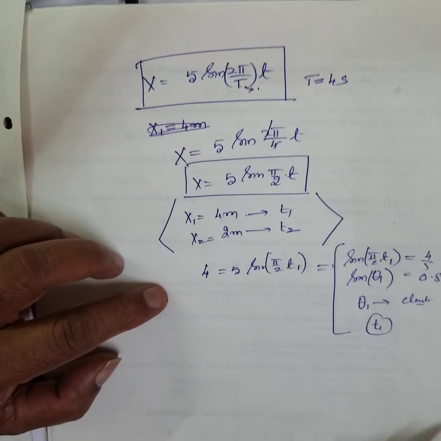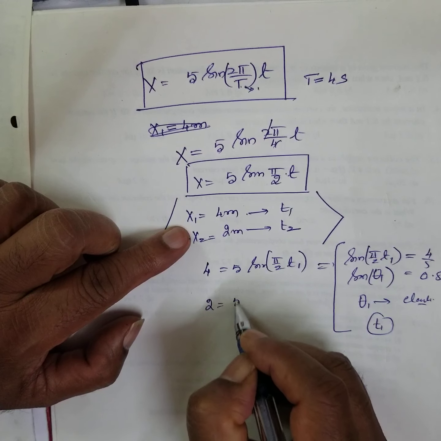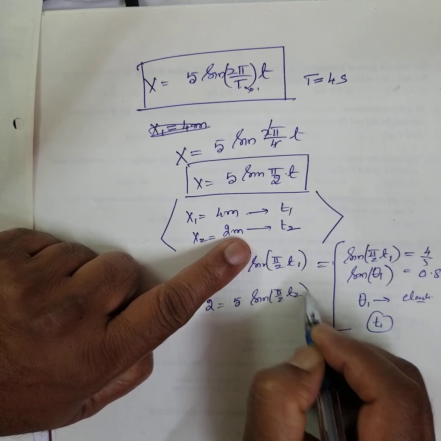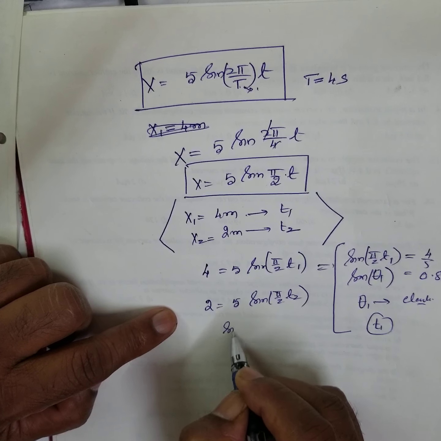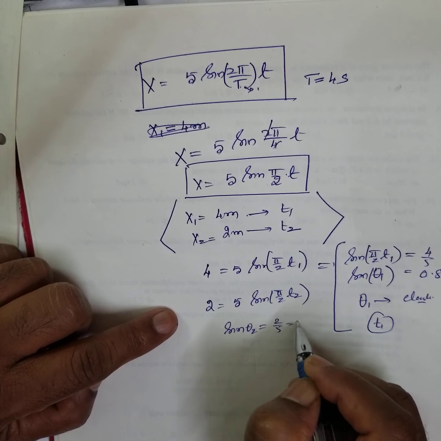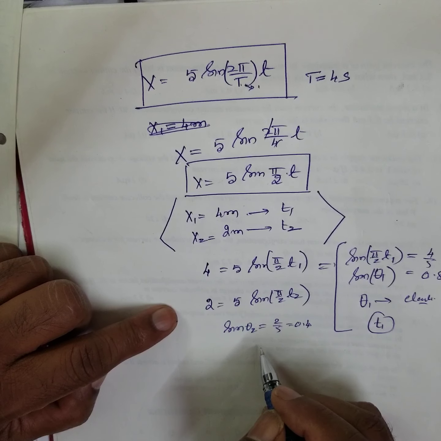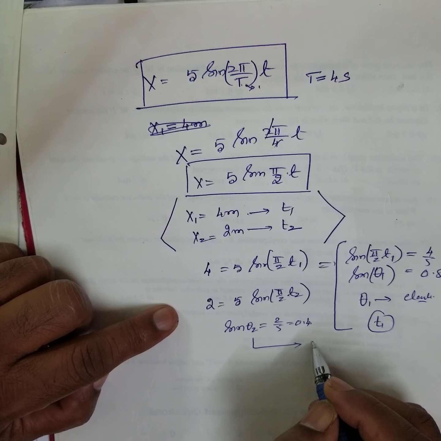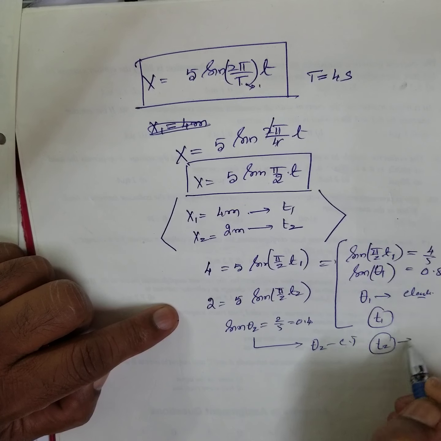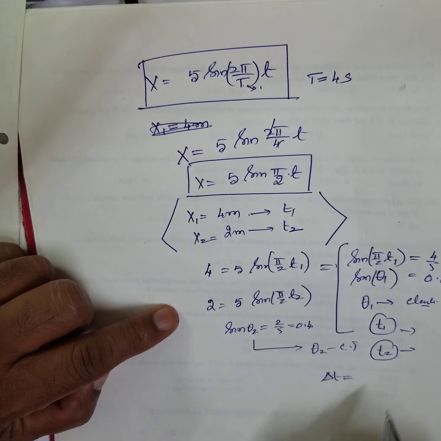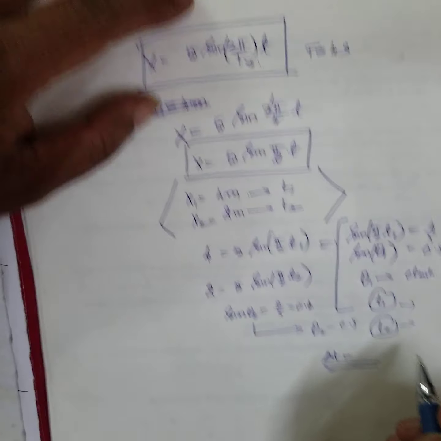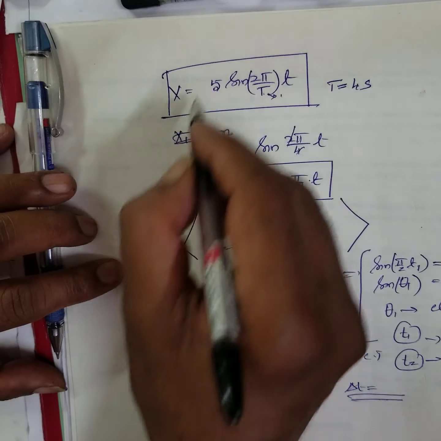That's all I know. Similarly, x2 is equal to 5 sine pi by 2 t2. Again sine theta 2 is equal to 2 by 5, or 0.4. Therefore, from this you will get theta 2 from Clark's table. Then you will get t2. Then what is the time difference? The time difference you have to find out. Okay, I don't know the answer also for this.